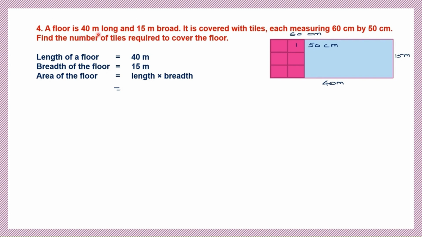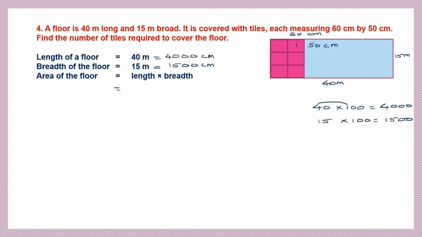It's always better to convert the bigger unit to the smaller unit. So 40 meters. Now, 1 meter has 100 centimeters. So 40 meters will be 40 into 100. That will be 4 ones are 4 and then add the 3 zeros. So this is 4,000 centimeters, the length of the floor. Similarly, multiply this also, 15 into 100. So that will be 1,500. So here we have 1,500 centimeters.